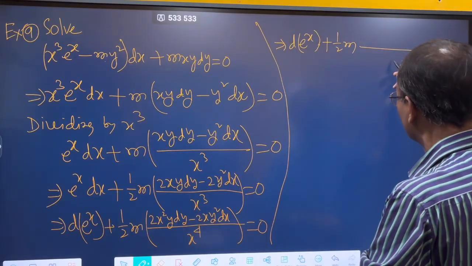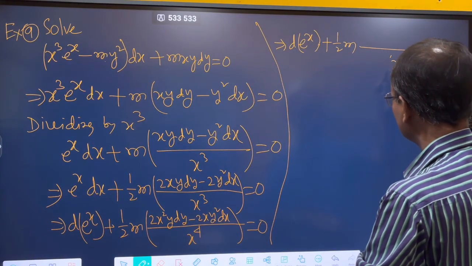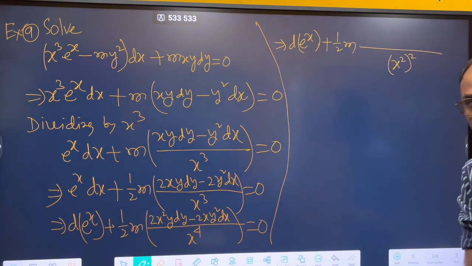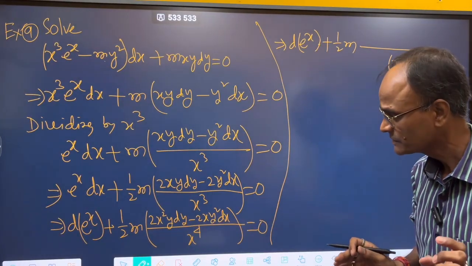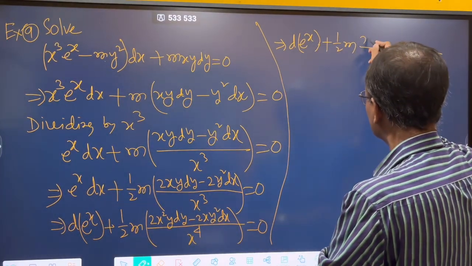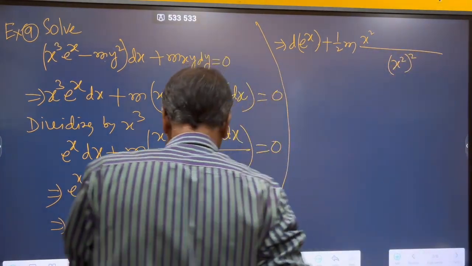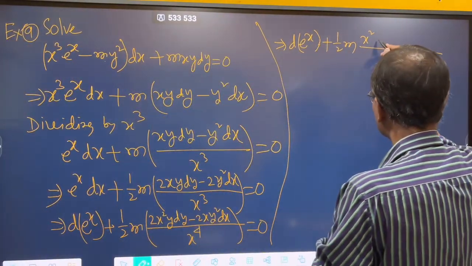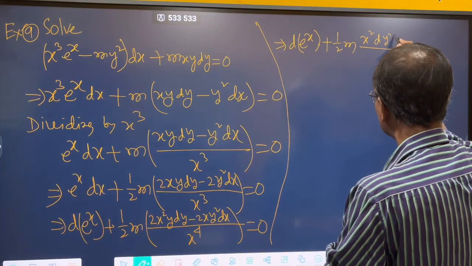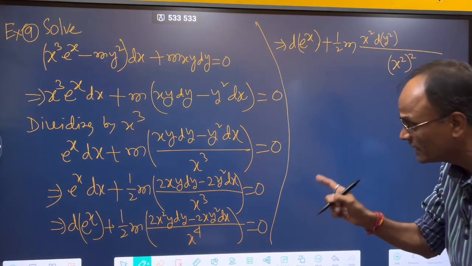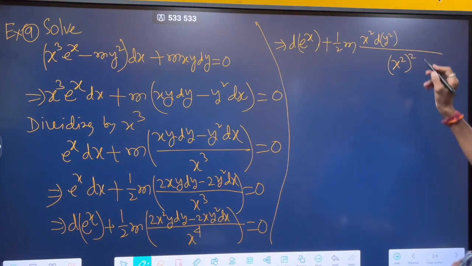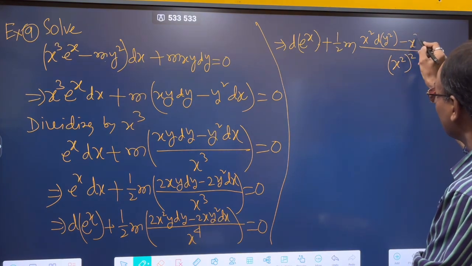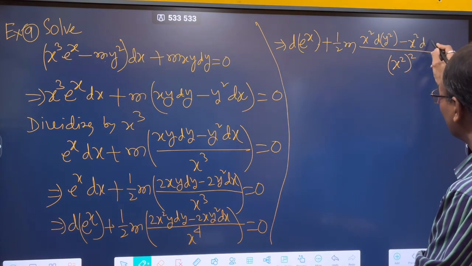Here you see x to the power 4 means x square whole square. You may write x square whole square. It is x square. It is twice y dy. For twice y dy, you may write d of y square. d of y square is twice y dy, minus x square d of y square.